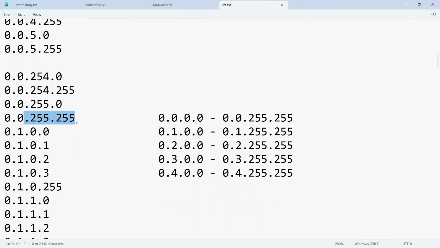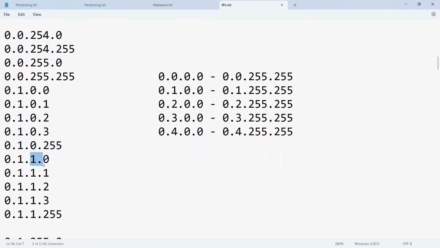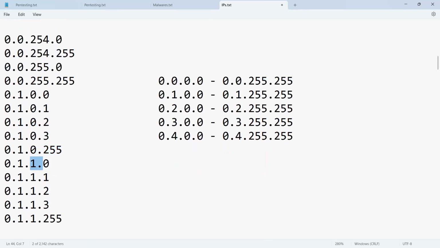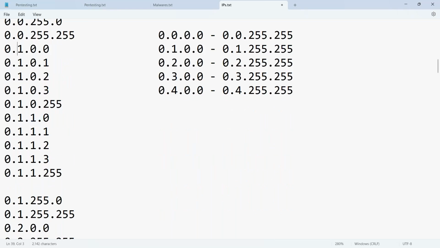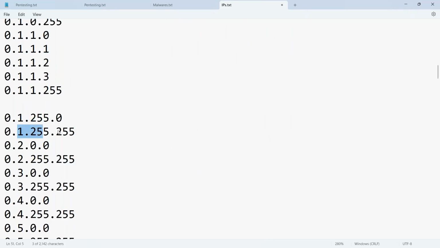Now both these octets are filled. What happens now? These 255s cycle back to zeros, and this 0 now changes to 1. So now you again have the first number 0.0, which goes up to 0.255, then 1.0 up to 1.255. Like that, the cycle keeps on going from 1.0.0 to 1.255.255.